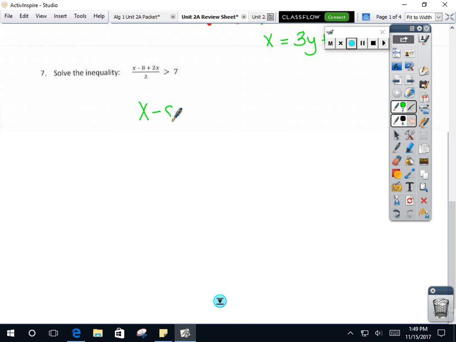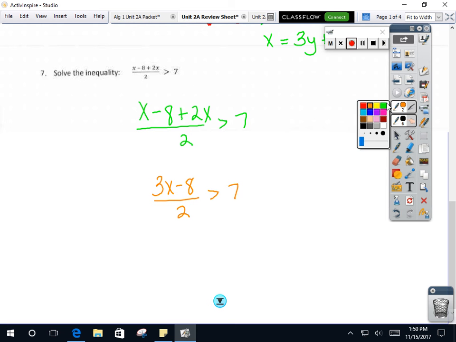Number 7. x minus 8 plus 2x over 2 is greater than 7. The first thing we should do is combine like terms. This x and this 2x will become a 3x. So it'll become 3x minus 8 over 2 is greater than 7. Now what do we do? Multiply both sides by 2.